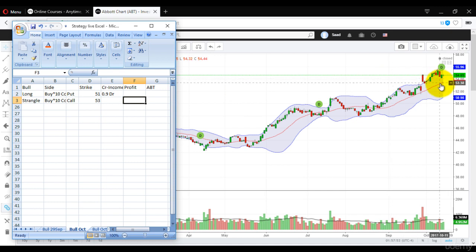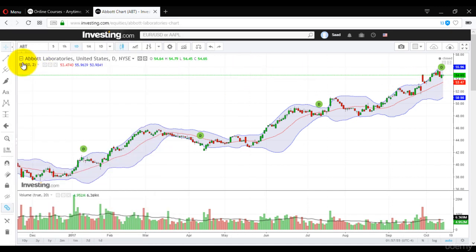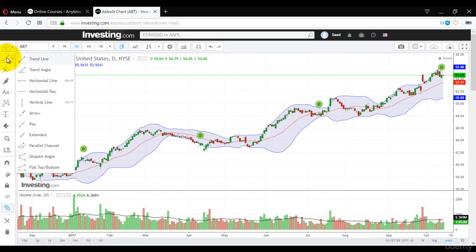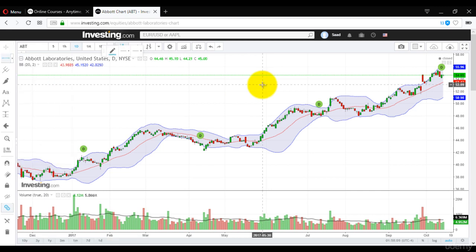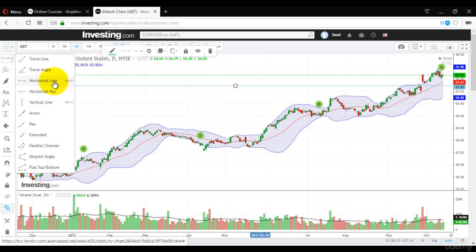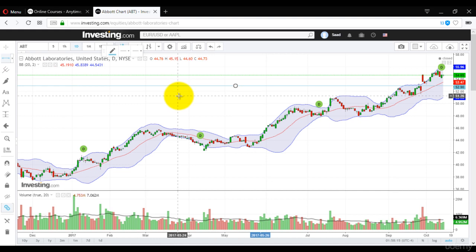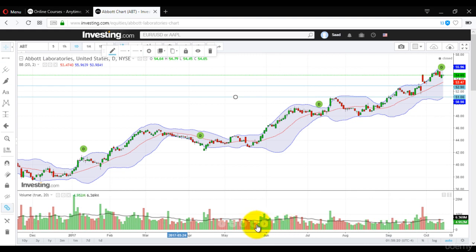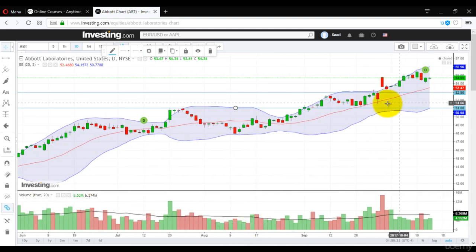Now as the price went up, let me mark it up. This was our top strike price, and this was our second strike price. Now let me zoom in to show you. If you look at it, these were our top prices. This price was nearer to the top Bollinger Band, and this was on the lower side.